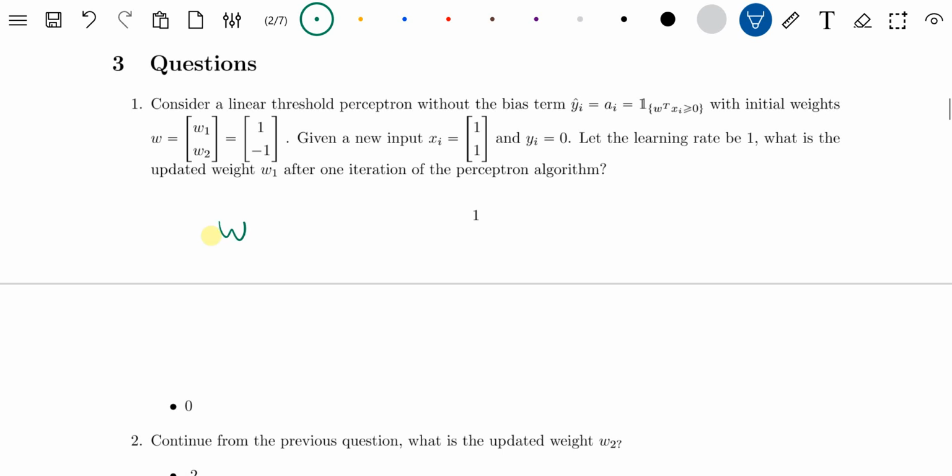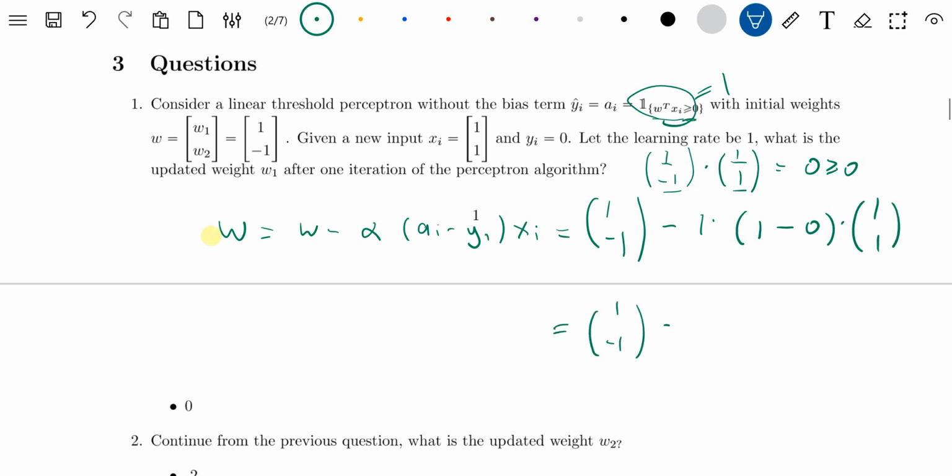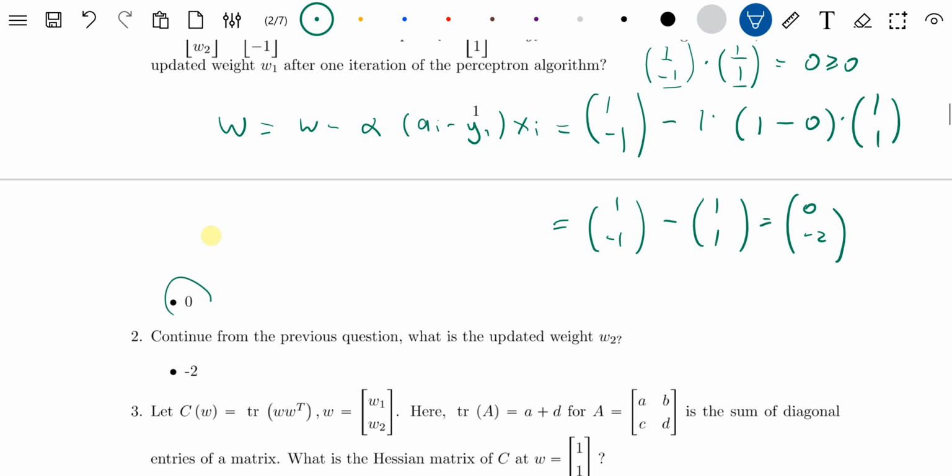And the first one here is just applying the formula. W is W minus alpha times (A_i minus Y_i) times X_i. So W is (1, -1), and alpha is 1. And A, you need a dot product, so it's W dot X, which is just 1 times 1 minus 1 times 1, so it's 0. And 0 is indeed larger than or equal to 0, so the indicator will give you 1. So our A is 1, Y is 0, and our X is (1, 1). So it's (1, -1) minus (1, 1), so it's (0, -2), and the answer is 0 and minus 2.